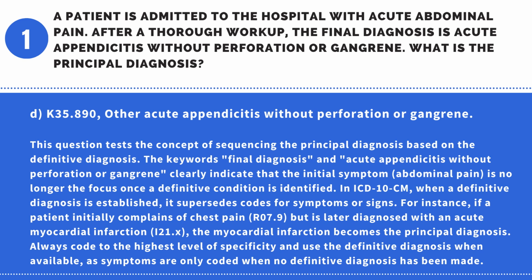For instance, if a patient initially complains of chest pain, R07.9, but is later diagnosed with an acute myocardial infarction, I21.X, the myocardial infarction becomes the principal diagnosis. Always code to the highest level of specificity and use the definitive diagnosis when available, as symptoms are only coded when no definitive diagnosis has been made.